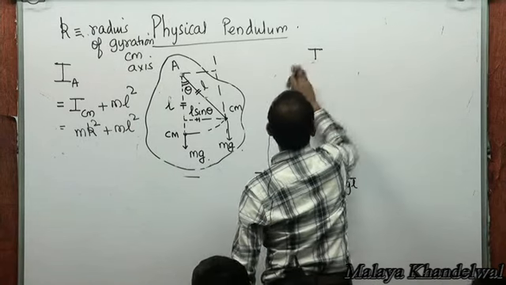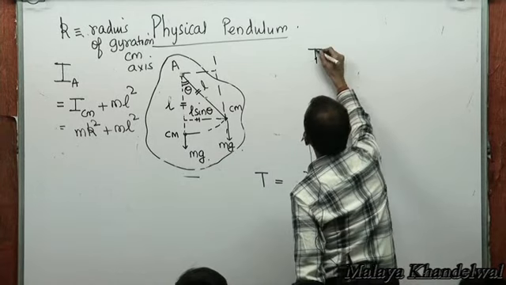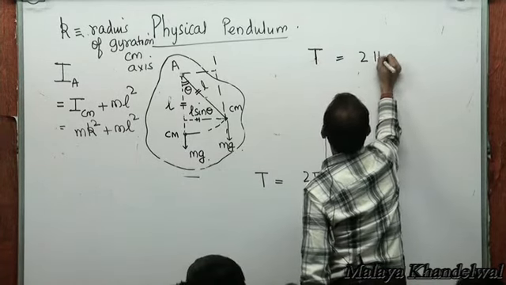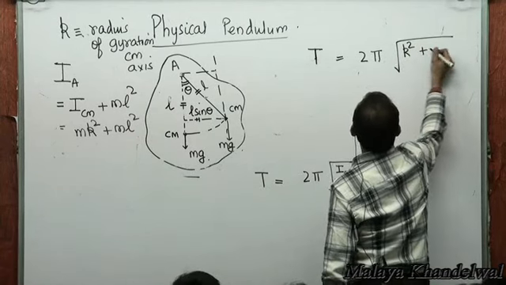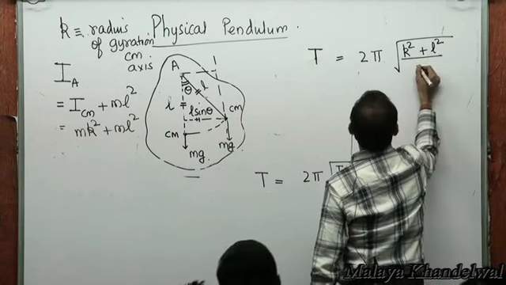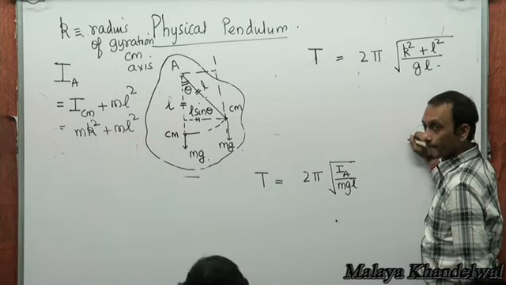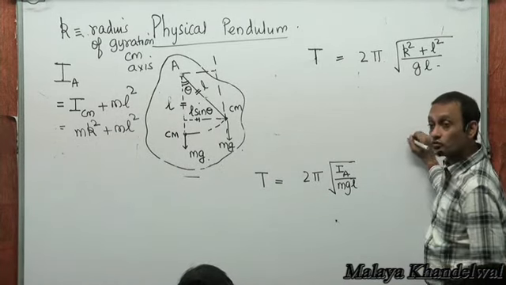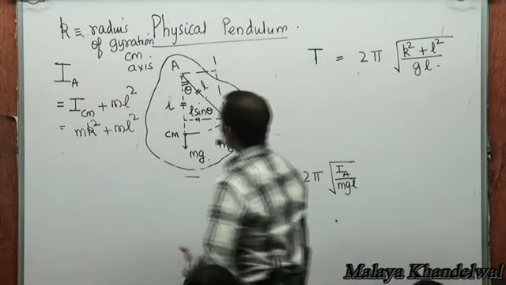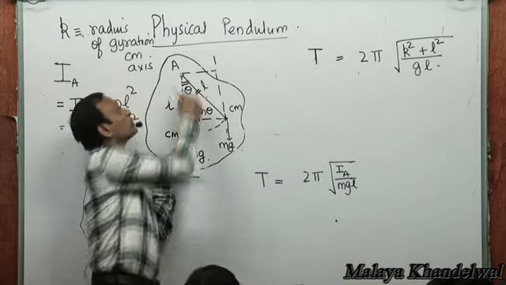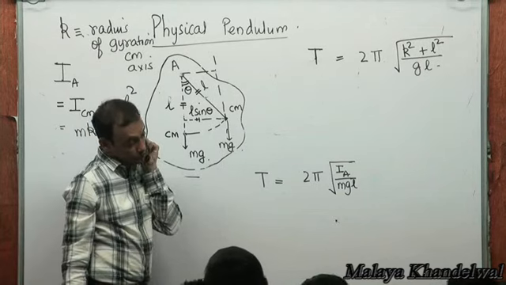So the time period for this physical pendulum is going to be 2 pi root of (I about this axis, MK squared plus ML squared) divided by MgL. Right? Now, the center of mass is where it is, but the point of suspension can be varied.